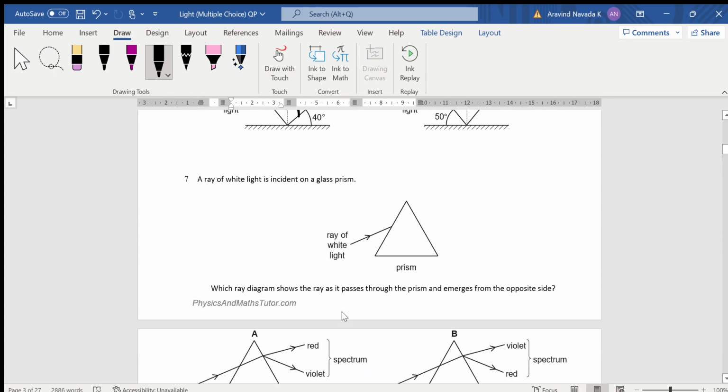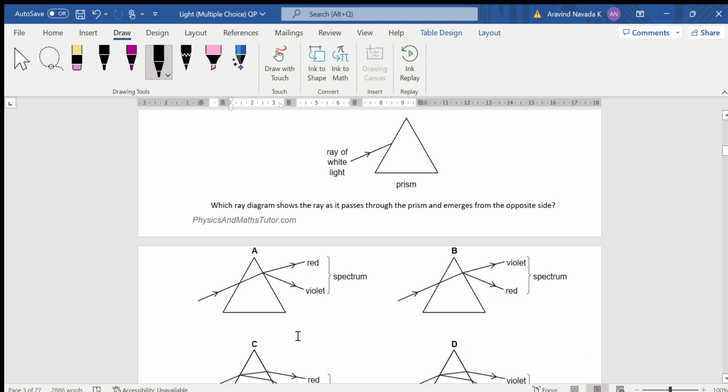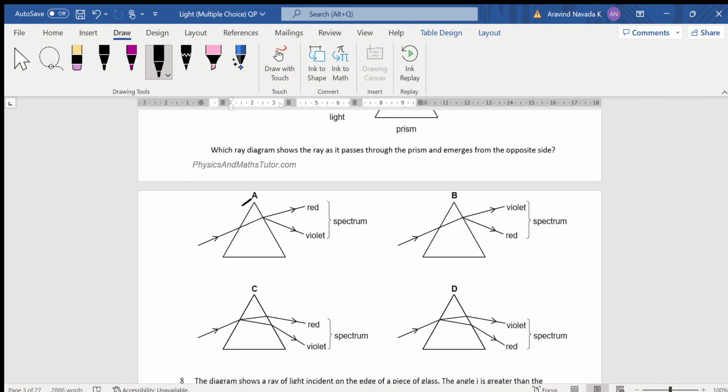Question number 7. A ray of white light is incident on a glass prism. Which ray diagram shows the ray as it passes through the prism and emerges from the opposite side? It's not A. It's not B because, like I said, the optical density. Now, before you start solving MCQ papers, make sure that your basics are strong, okay? The correct option for this is C, because it should bend and red bends the least.